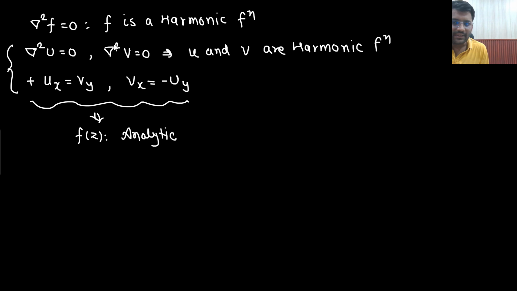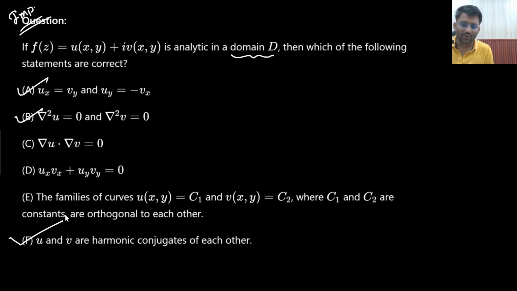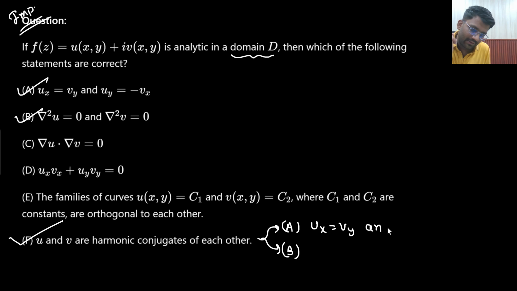And if these two combined properties we follow, if there is a function u and v which is following both of the properties, then we will say that u and v are harmonic conjugates of each other. What is the meaning of harmonic conjugate of each other? That means, sir, it should follow option A as well as option B. That means if you are choosing your functions u and v in a manner that ux equals vy and uy equals minus vx, along with that their Laplacians are also 0, then you will say that u and v are harmonic conjugates of each other.